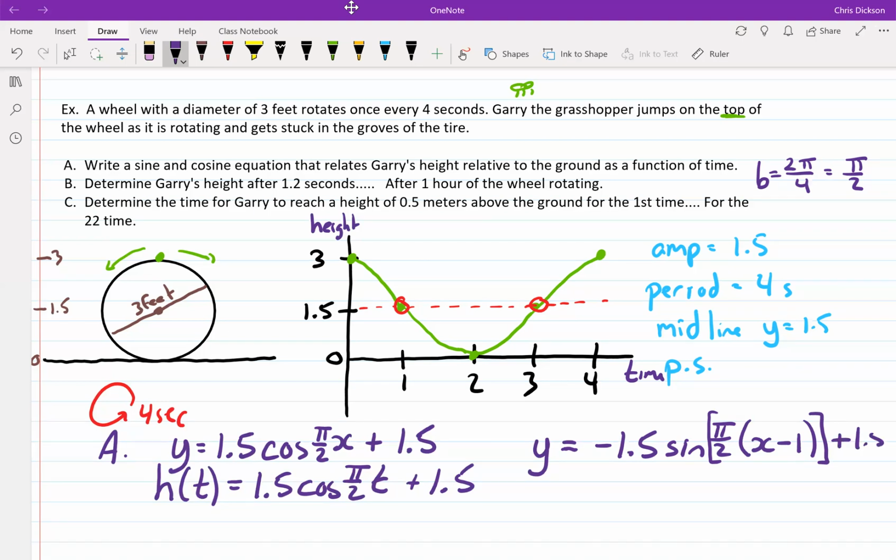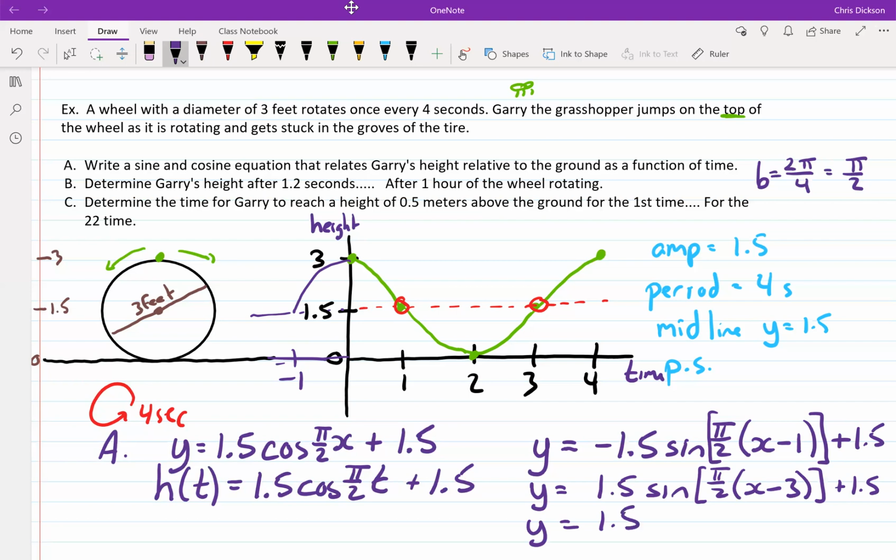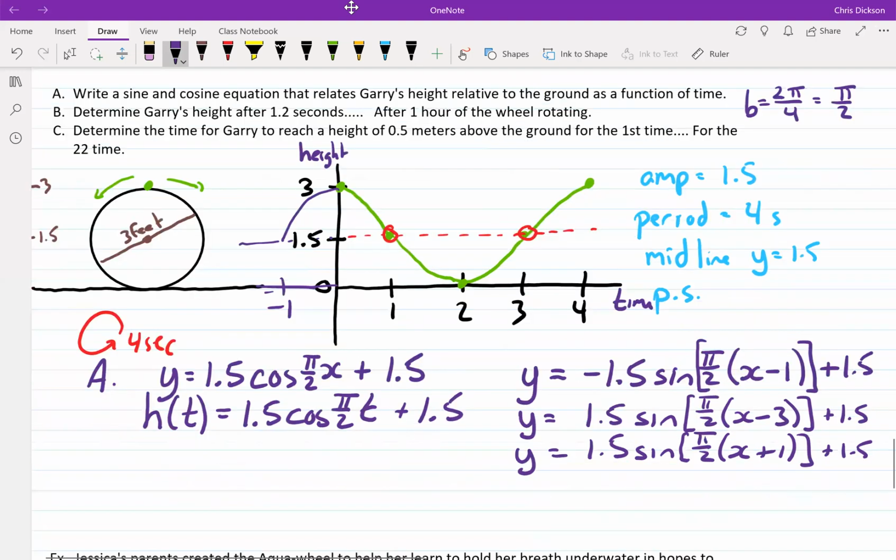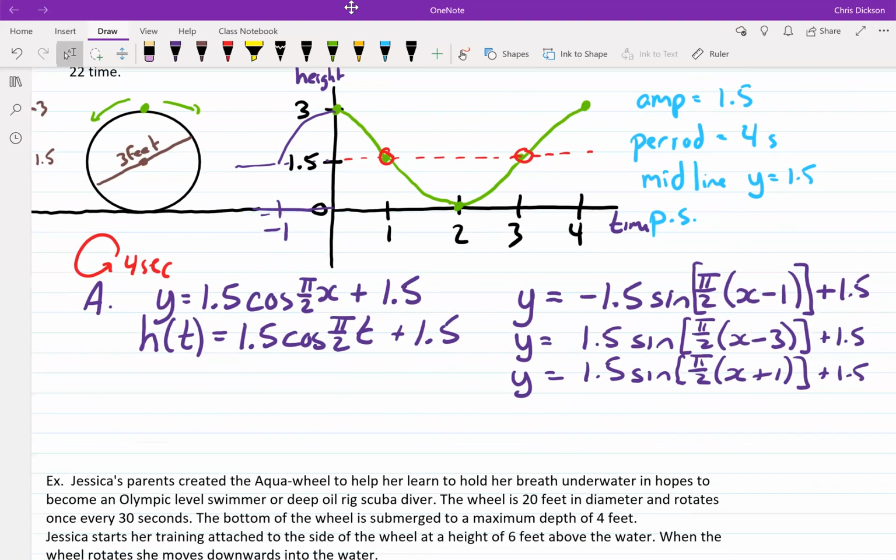Plus 1.5, or if you want to, you could say 1.5 sine pi over 2 x minus 3. And if you really want it to be clever, the graph would go down here, and that would be negative 1. So you could say it's also 1.5 sine pi over 2, and now it'd be x plus 1, move to the left 1, plus 1.5. And so all 4 of those functions would work for us here, okay?